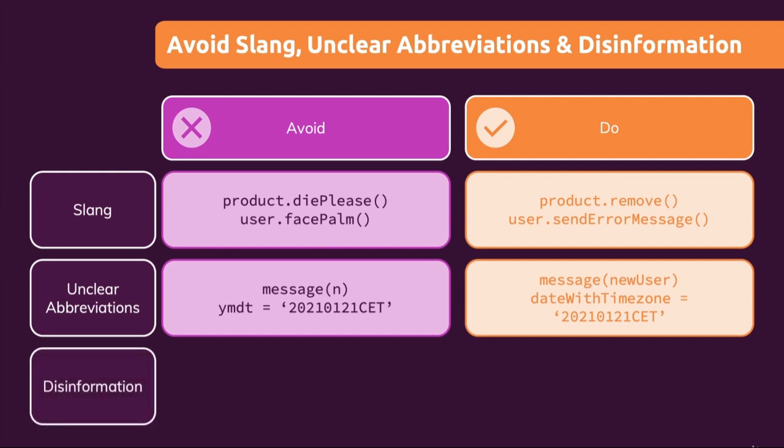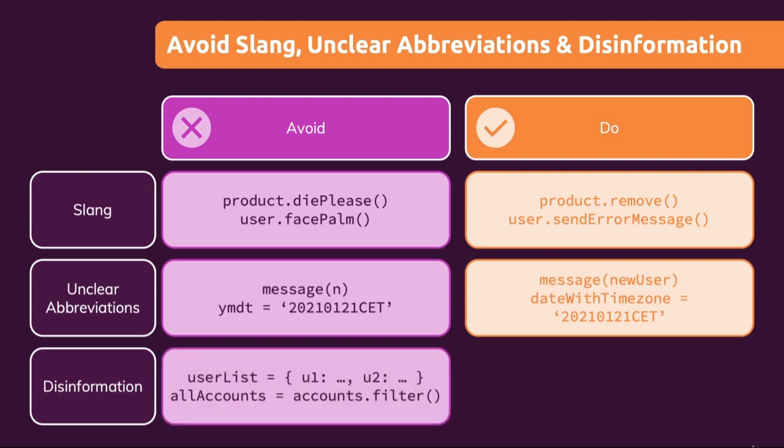Last but not least, disinformation should also be avoided. And I have seen code like this. We have all seen code like this. We maybe even wrote code like this. What's the problem here? Well, the first line of code has a variable named userList, but this isn't a list. It's a JavaScript object, or close to a Python dictionary. It's definitely not an array. There are no square brackets.